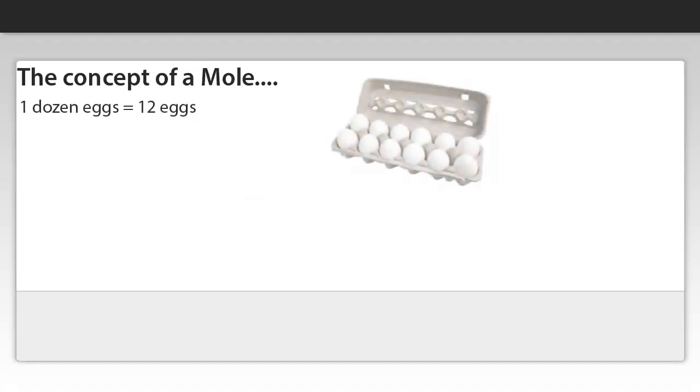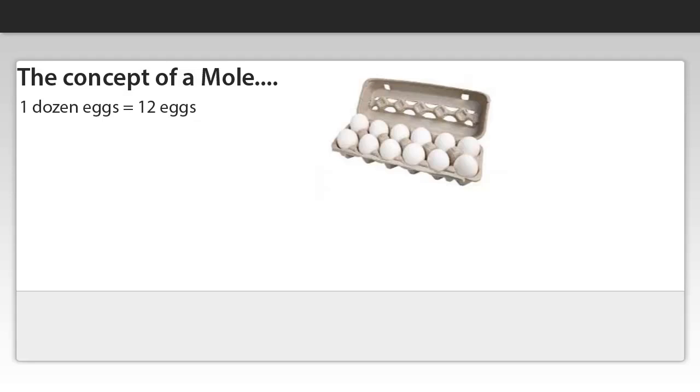Now we've talked about how we all know 1 dozen eggs is equal to 12 eggs. Likewise, 24 eggs is 2 dozen, 36 eggs is 3 dozen. It's almost common knowledge to be able to convert between the number of eggs we've got and the number of dozens of eggs because it's so familiar to us.